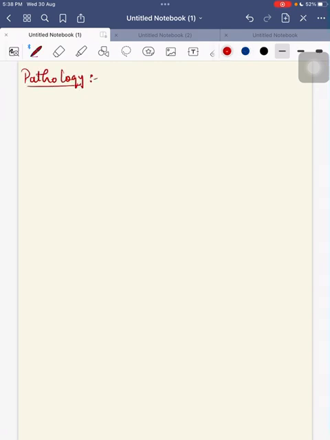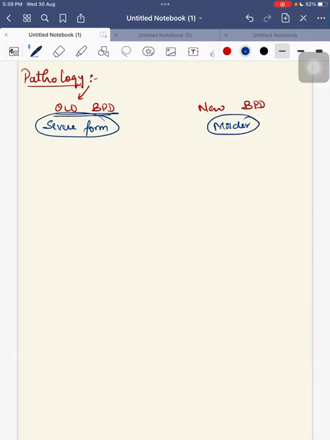In pathology, it has been classified as old BPD and new BPD. Old BPD is a severe form. New BPD is a milder form. So first we will see about the old one.